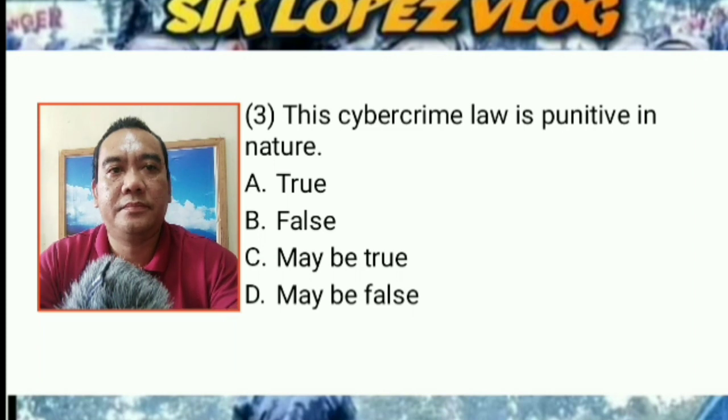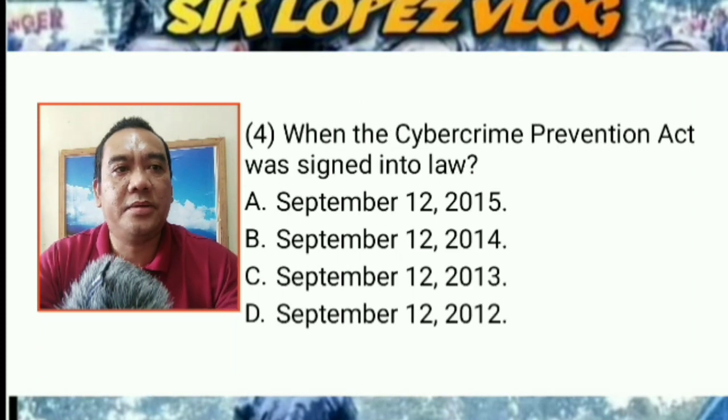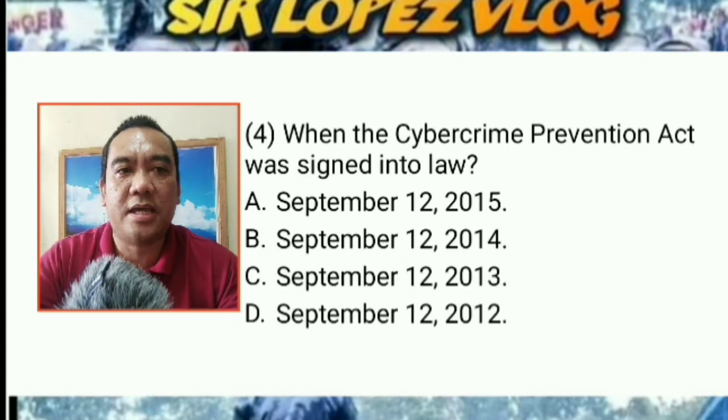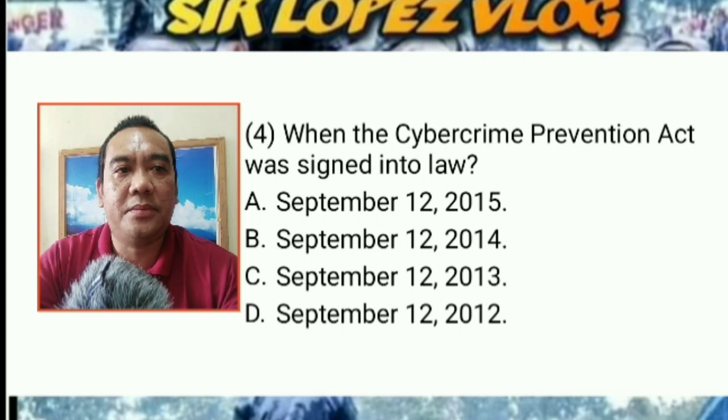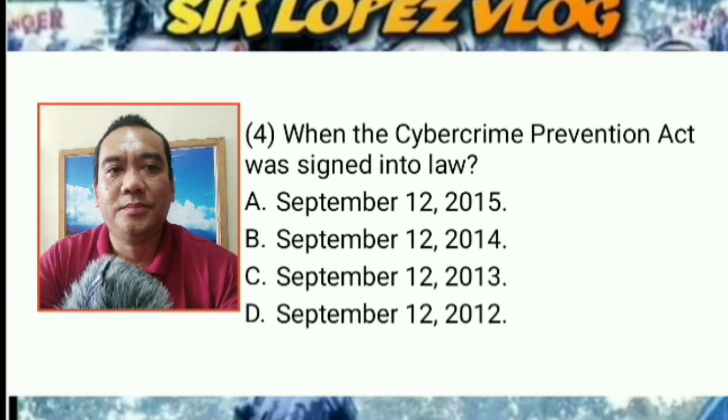Number 4. When the Cybercrime Prevention Act was signed into law? A, September 12, 2015. Letter B, September 12, 2014. Letter C, September 12, 2013. Or letter D, September 12, 2012. Next, number 5.